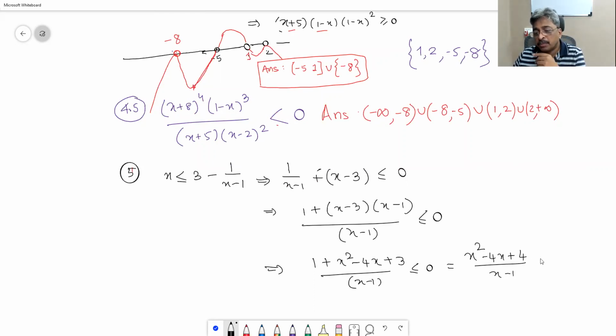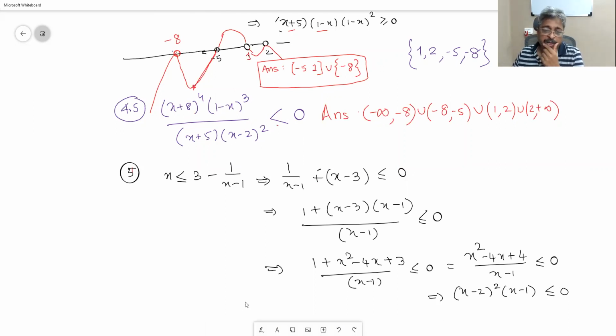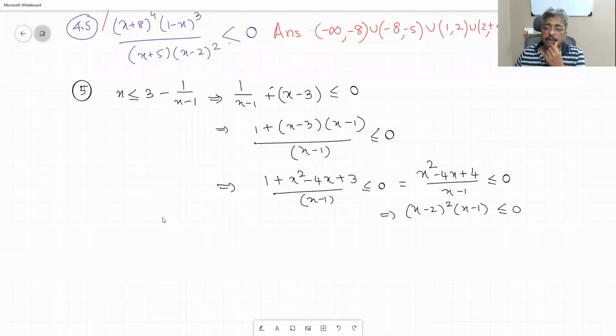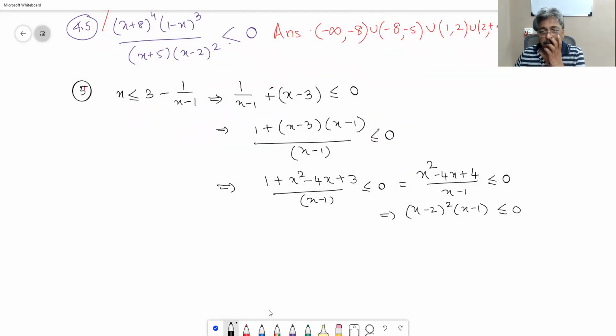Is that correct up to this point? Yes, sir. (x minus 2) squared into (x minus 1) should be less than or equal to 0. Making a complete square in the denominator, you get x minus 1 as a factor in the numerator, and you are required to do less than. So x equal to 1 has to be kept in mind. It is not acceptable.